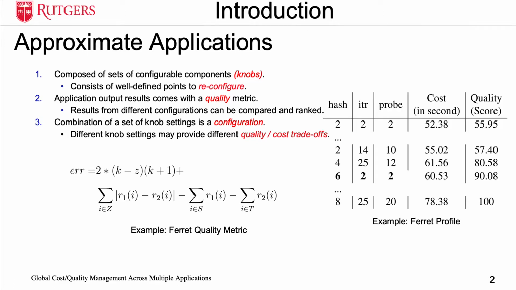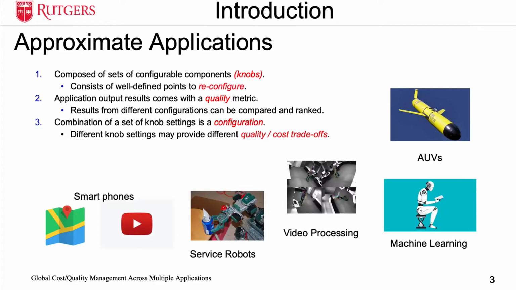Here's a full example of the profile for Ferret, where each entry represents the cost and quality for a particular configuration. We can see that the more expensive configuration does not necessarily lead to a better quality, which makes the optimization problem non-trivial and interesting. A typical usage of such applications is to tune the knob such that the application can finish within a limited resource. We call it a budget, which can be either execution time, energy, or power, with the goal of producing the highest possible overall quality.